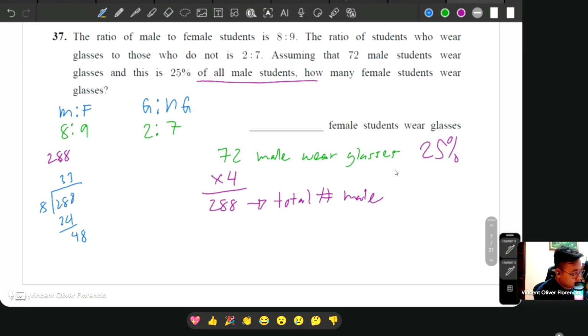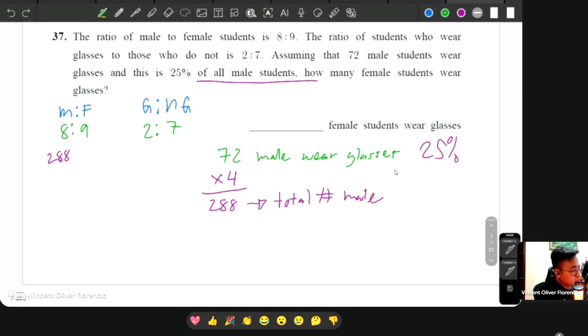Are you sure? No. That should be 6. That should be 36, right? So 6 times 8 is 48. Now, what I'm saying here is that every portion in this ratio, proportion here, every one portion is equivalent to 36. Again, take note, this is 8 portions.